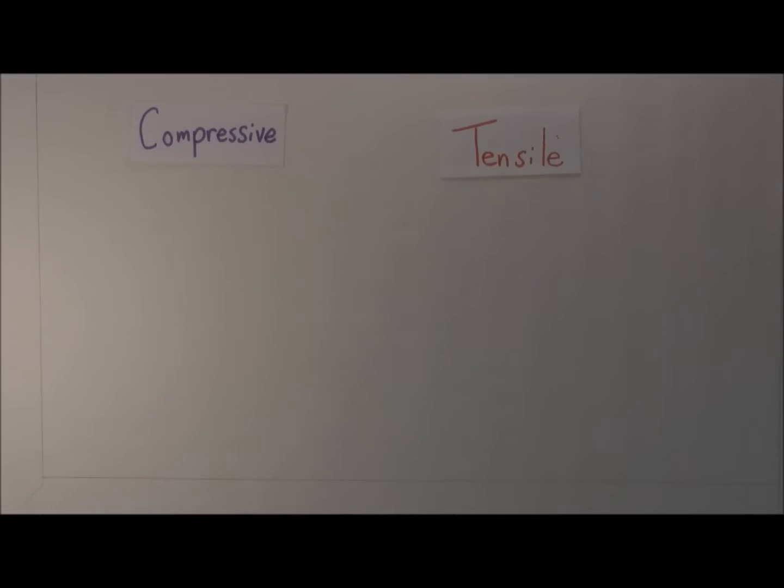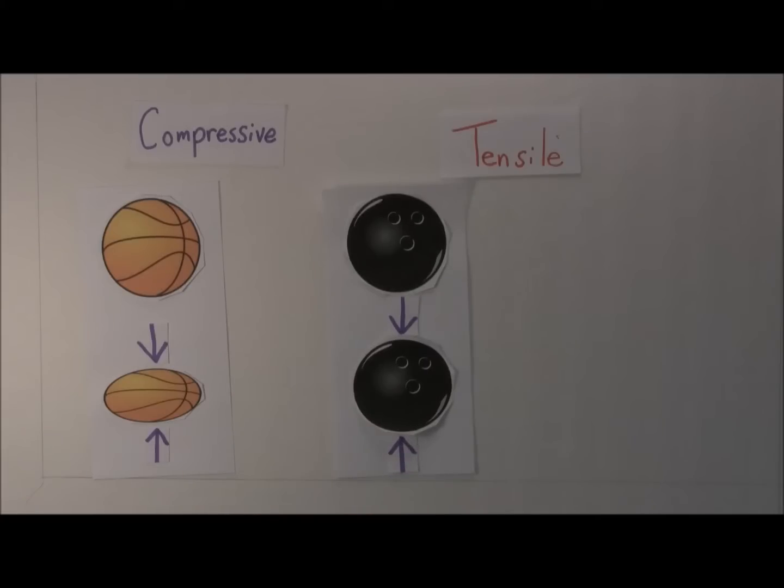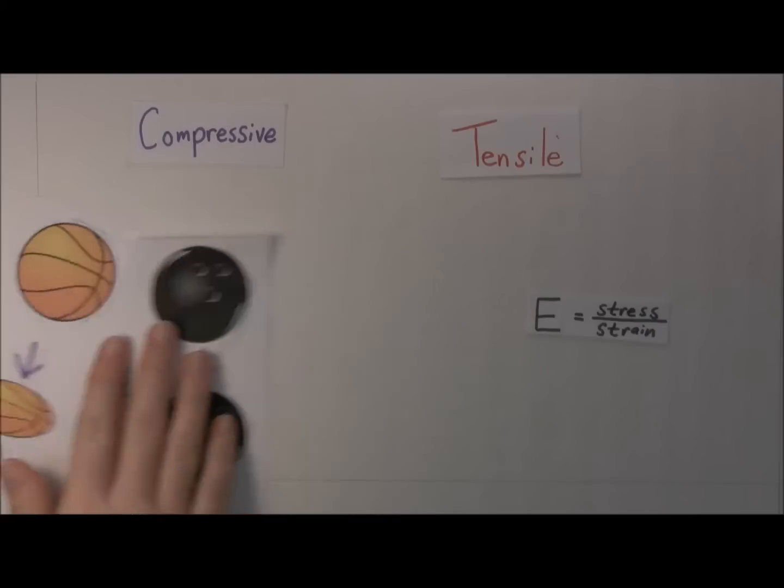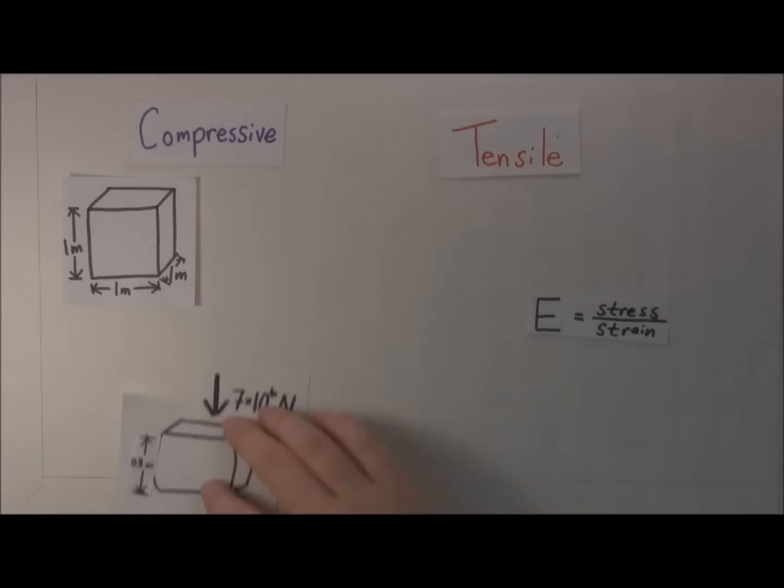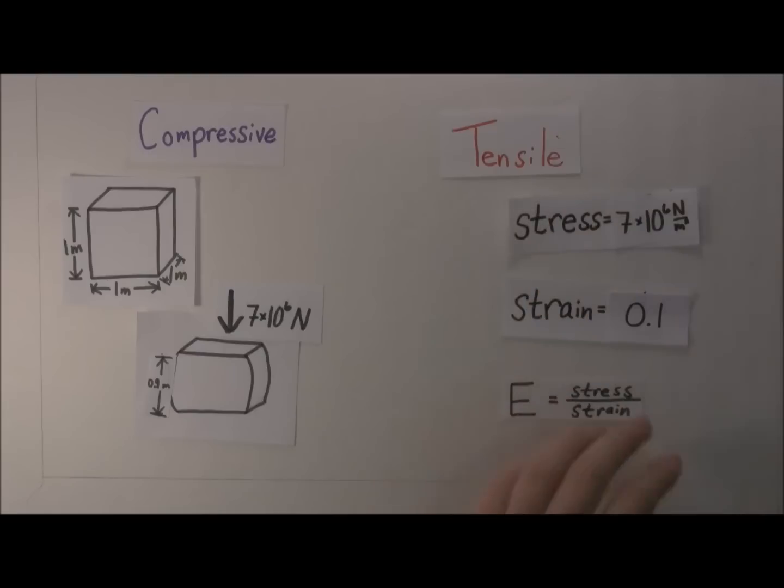Now, obviously, some things change shape much more easily than others. A basketball will squish more than a bowling ball under the same stress. For compression and tension, the ratio of stress to strain is called the elastic modulus, or Young's modulus, and it's entirely a physical property of a material. Something with a high elastic modulus will be harder to squish or stretch. We can take our block again and calculate its elastic modulus, stress over strain. In this case, 70 million newtons per square meter.